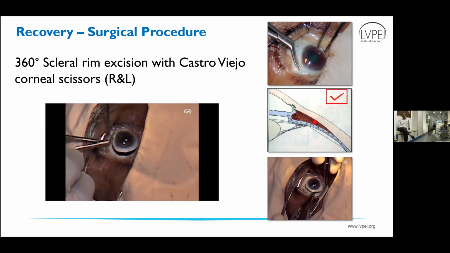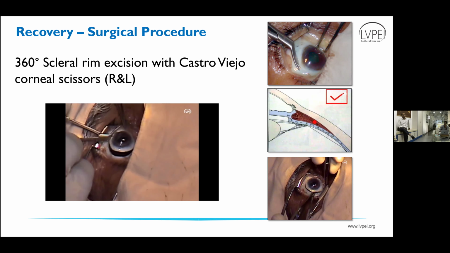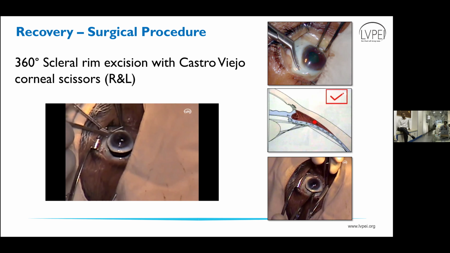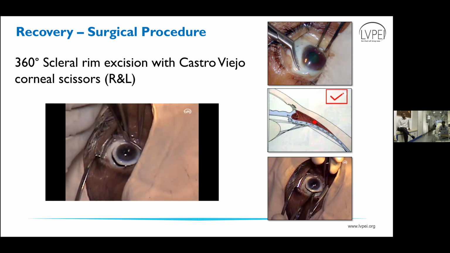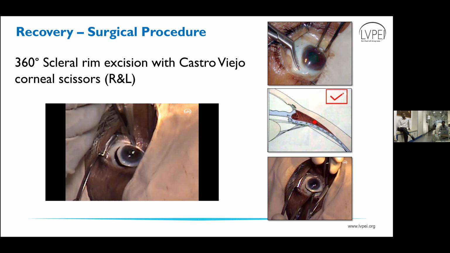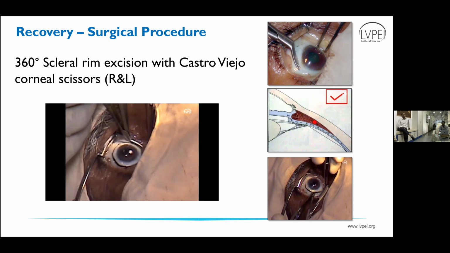So you just have to grasp only the sclera and excise the cornea 360 degrees. Once you are done with that, use a forceps and see again whether the entire 360 degrees is properly cut or not. Okay, so make sure that the entire 360 degrees is cut.